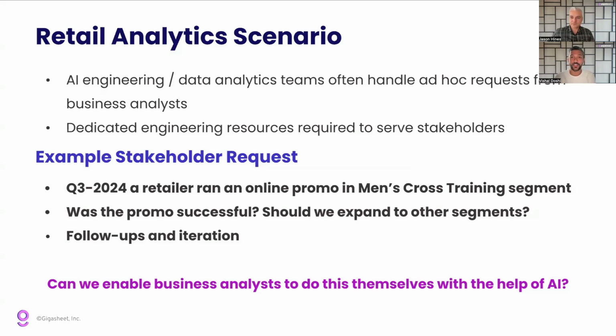So when I saw Gigasheet before I joined, I was like, wow, this would really simplify that workflow and it would really empower analysts. What we're going to do today is walk through some sample data of a retailer, similar to what I would have seen when I was at Nike. The ad hoc request coming in is, we ran an online promo last quarter in a particular segment. How did it do? Was it successful? Should we expand to other segments? And we expect follow-ups and iterations. So the question we're going to try to answer is, can we enable a business analyst, and I'll play the business analyst, to do this themselves with the help of AI?